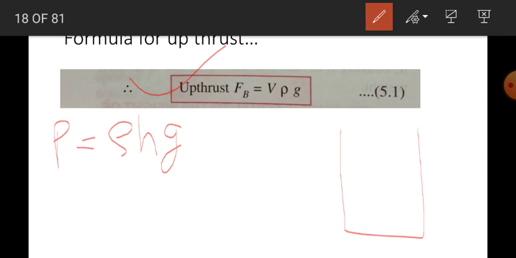Okay, and we have derived this formula from the equation of the pressure rho hg. We know that liquid pressure depends upon the height and density of the liquid. So using this formula we can derive the formula for the upthrust. So we need to know why does liquid exert upthrust.